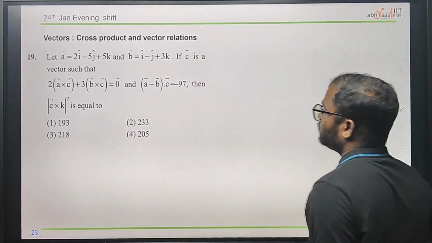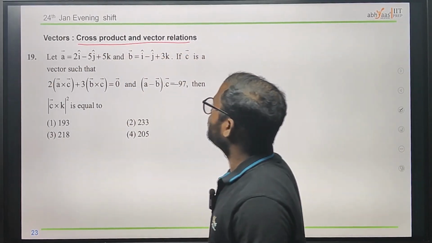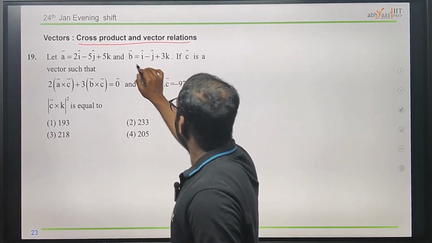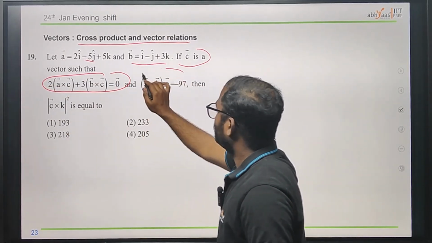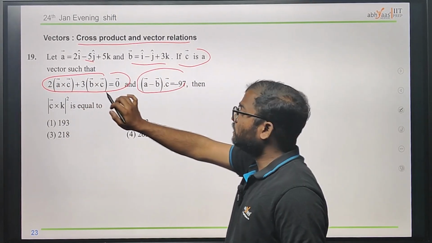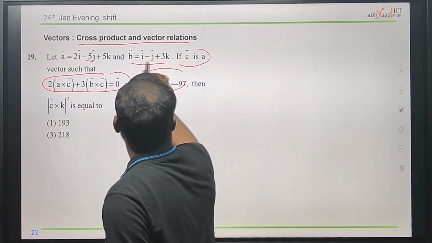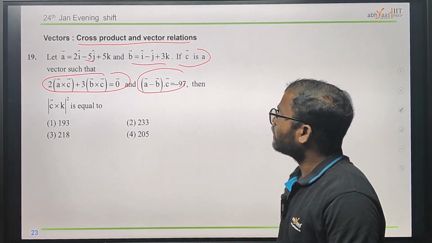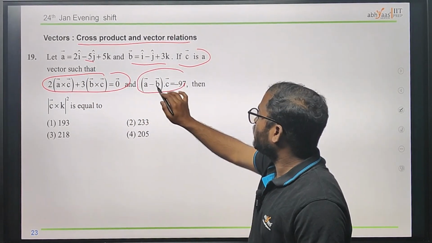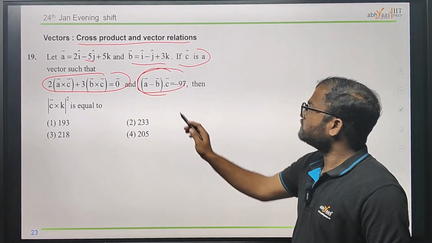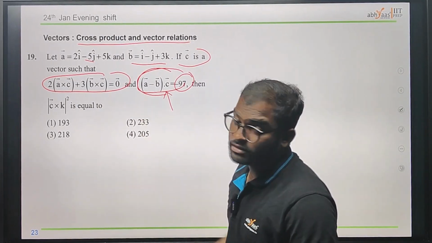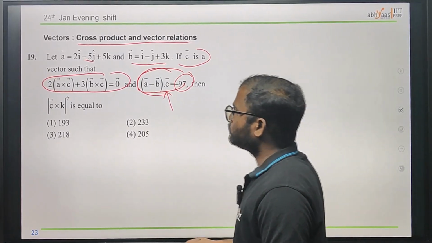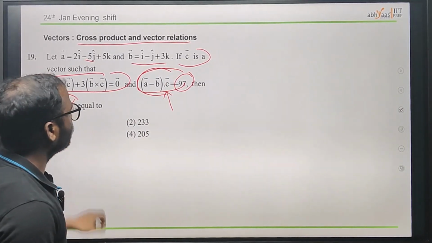Now the next thing, on the basis of cross product and vector relations, is the given a bar and b bar. If c bar is a vector, we got this condition, and using this condition we can find c bar. So we can easily find the c bar from this, and also after finding c bar we can easily find this one, which gives minus 97. Here itself we will get two kinds of situations. After that only we can substitute c bar in this way.